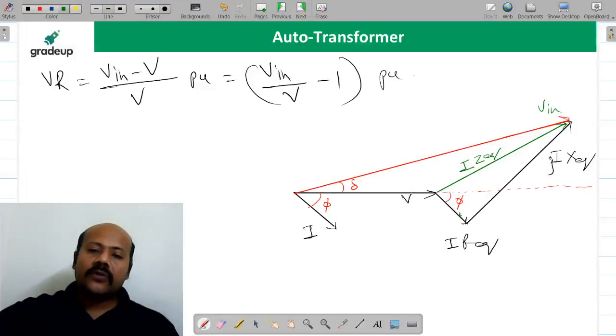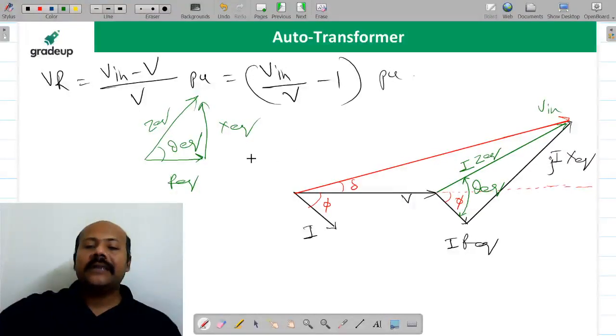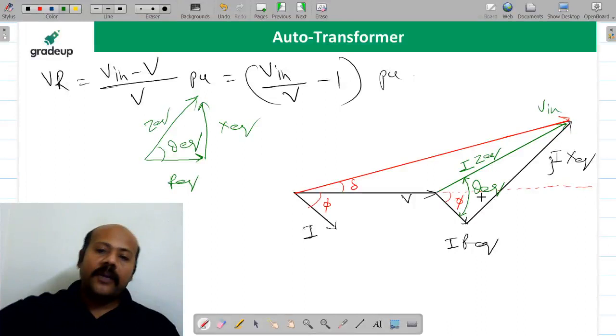And can you tell me what is this total angle? This total angle is going to be theta equivalent. Yes or no? Because this is between R and Z. Just take this example: suppose this is R equivalent, this is X equivalent, and this is your Z equivalent. So this angle you define as theta equivalent, the impedance angle of the transformer, between R equivalent and Z equivalent. Can you tell me this angle? This angle is going to be theta equivalent minus phi. This is very, very important.